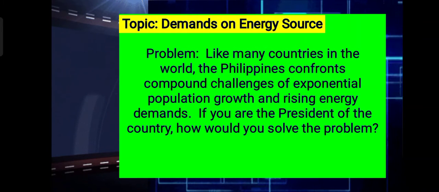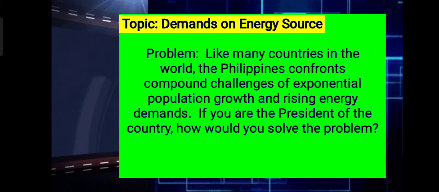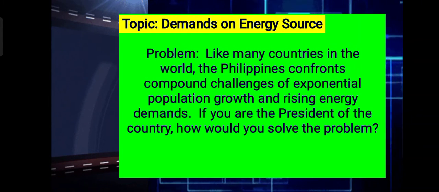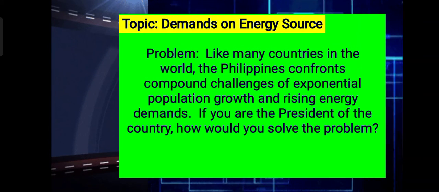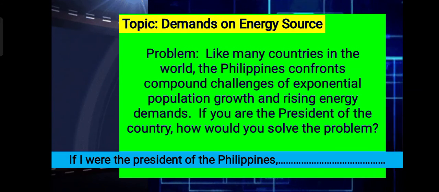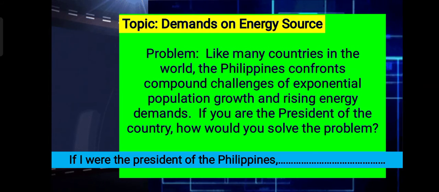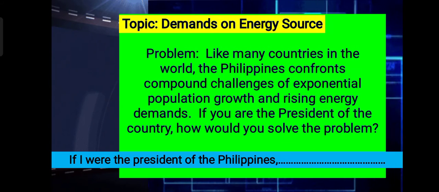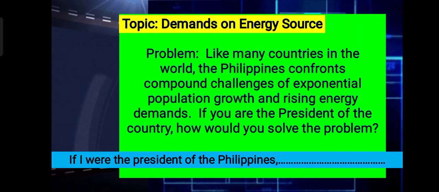What are you going to do if you were the president of our country? The topic is demands on energy sources. Problem: like many countries in the world, the Philippines confronts compound challenges of exponential population growth and rising energy demands. If you are the president of the country, how would you solve the problem? So, the sentence goes like this: if I were the president of the Philippines, what will I do to tackle this problem? So this will be your performance task for this week. Okay, so take note of this one.